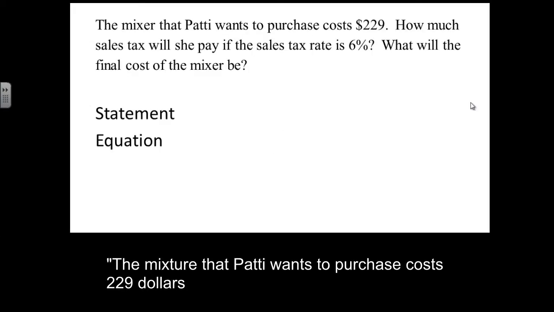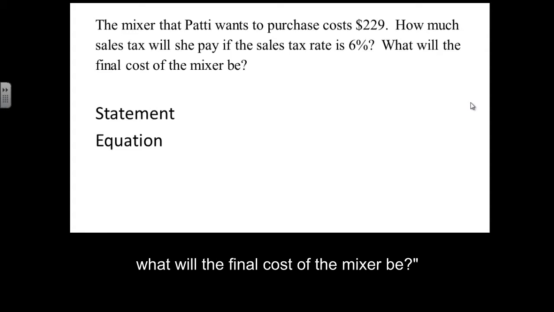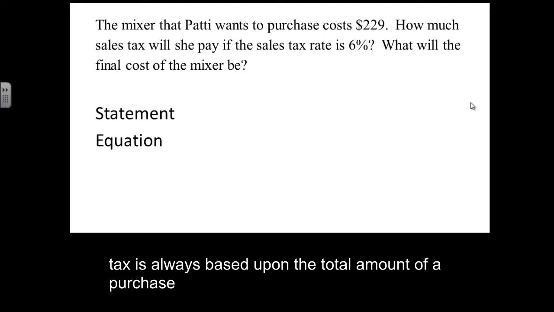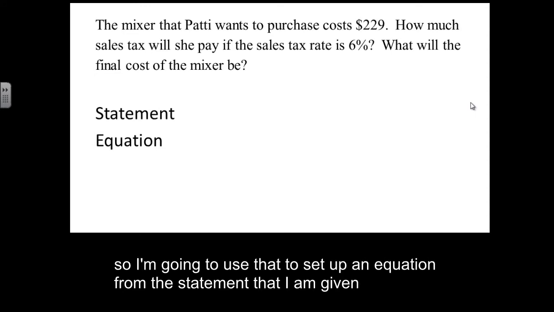The mixture that Patty wants to purchase costs $229. How much sales tax will she pay if the sales tax rate is 6%? What will the final cost of the mixture be? For a question like this involving tax, I need to understand how tax is figured out. Tax is always based off the total amount of a purchase. It's always the tax rate times that amount.